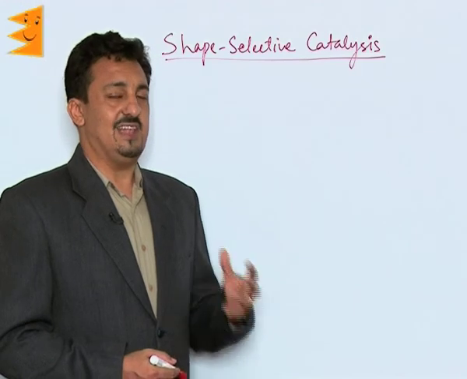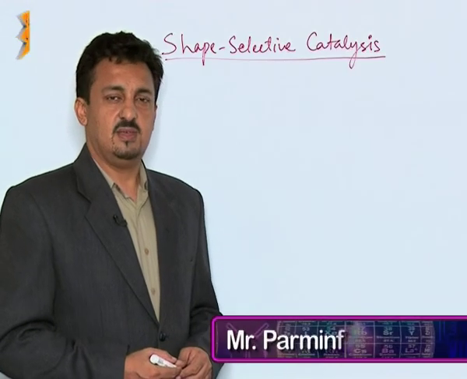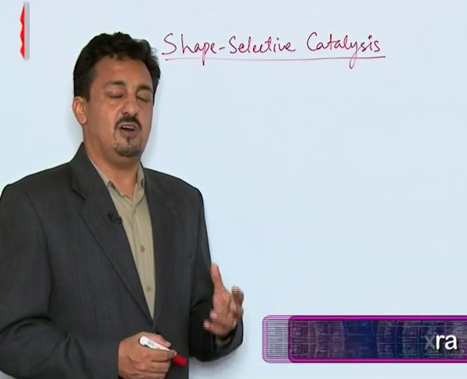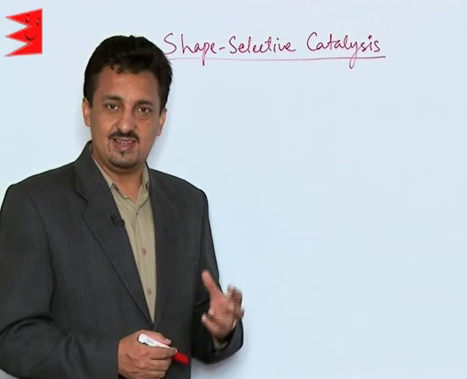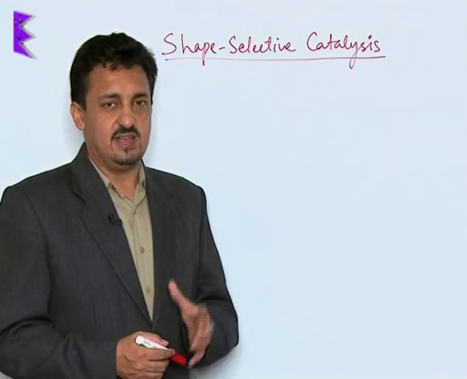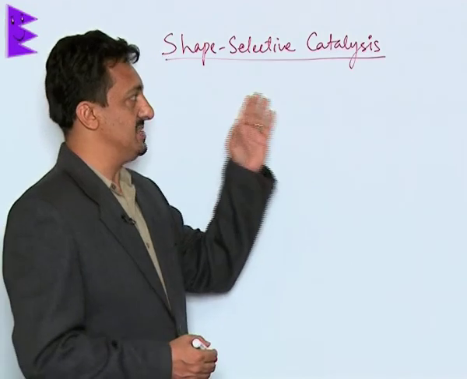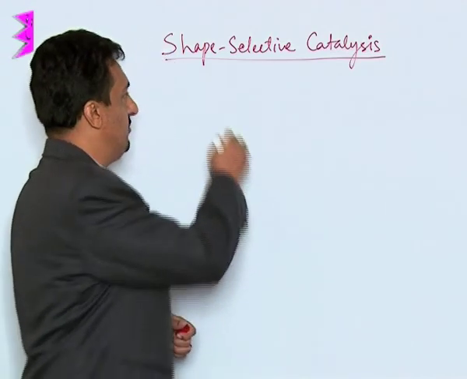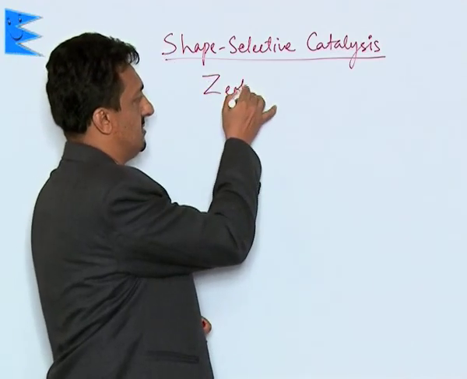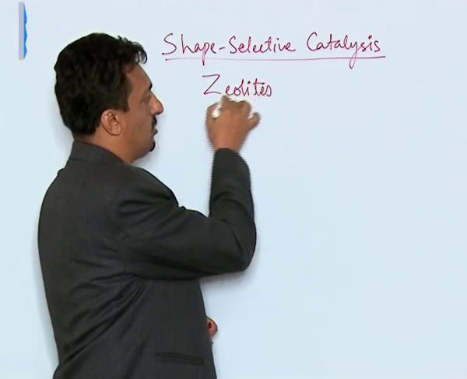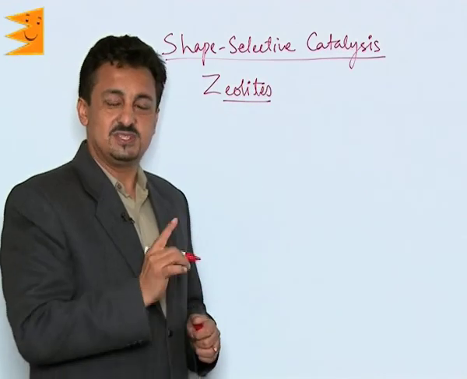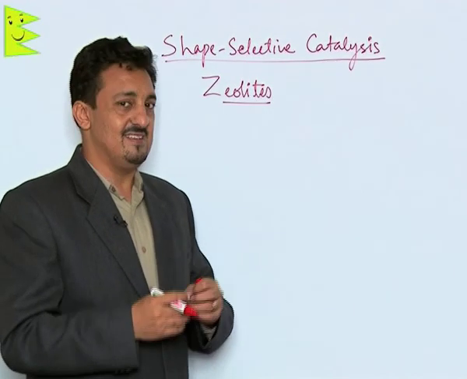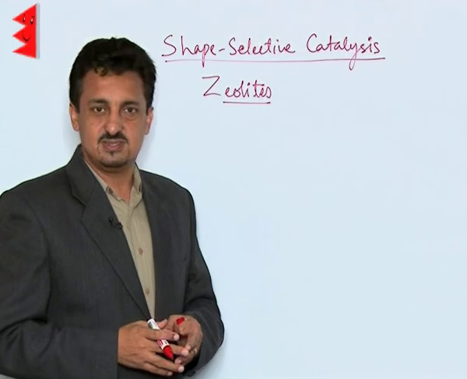Shape selective catalysis. The catalytic reactions or processes which depend on the pore size of the catalyst and on the size of the reactant molecules are called shape selective catalysis. Now, zeolites are the most important and common examples of shape selective catalysts, and the processes which they catalyze are called shape selective catalysis.